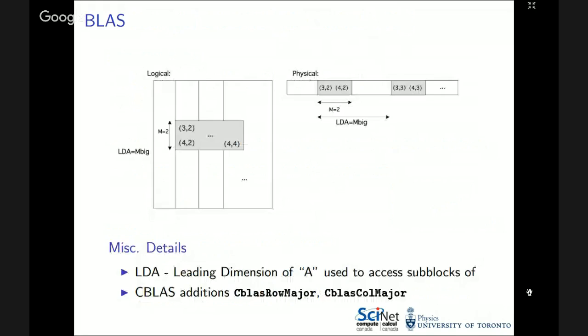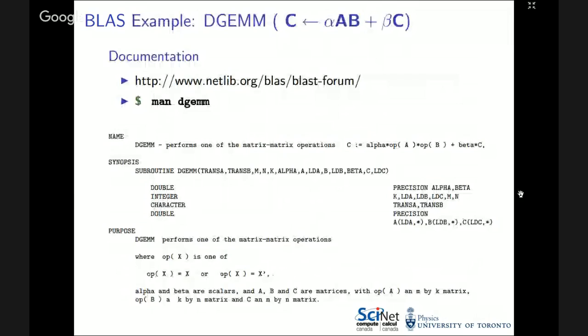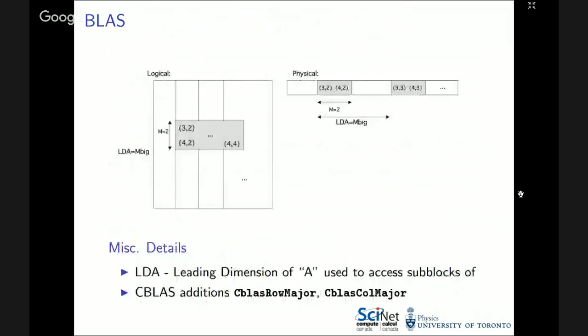LDA and LDB stand for the leading dimension of the matrices A and B. This is related to how the matrices are stored in memory. I don't remember if we talked about C being row major and Fortran being column major, but basically how you store these matrices in memory doesn't necessarily match how you logically imagine the matrix.